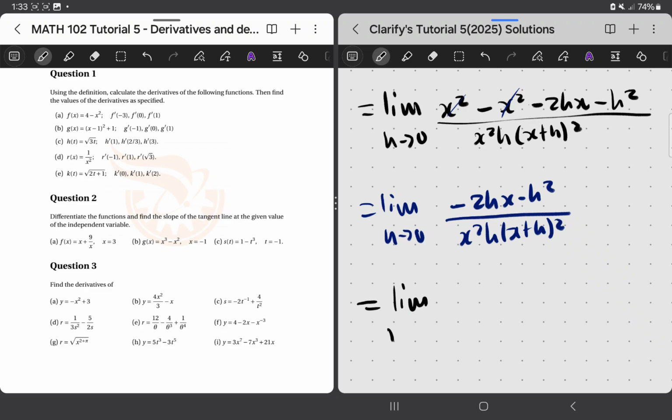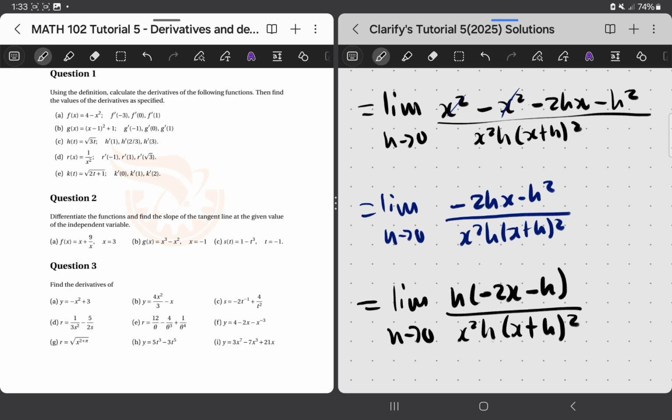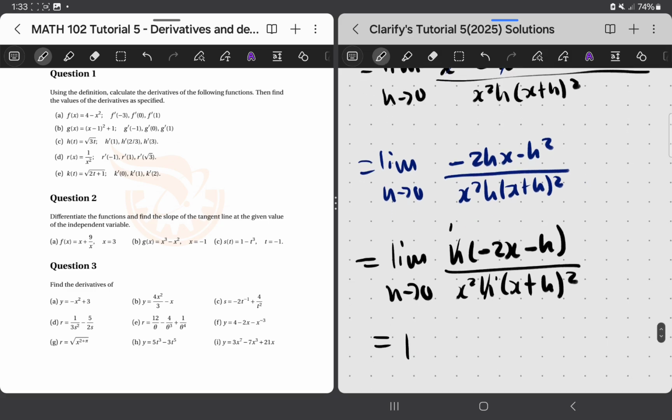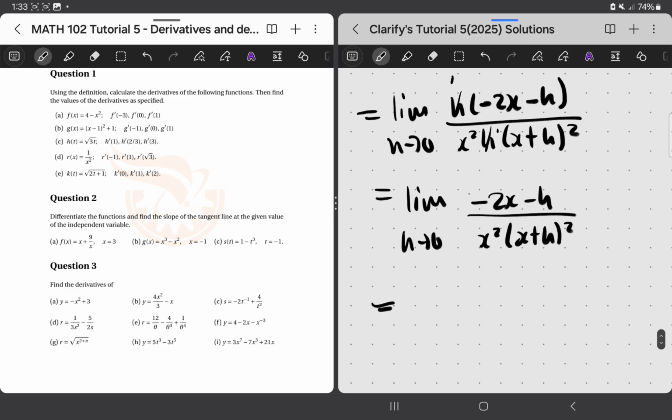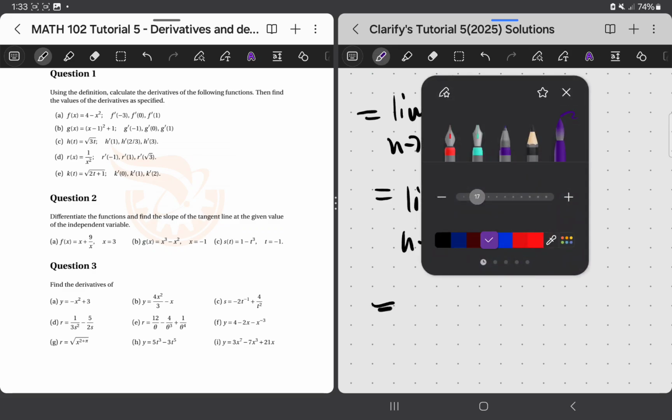So it becomes the limit as h goes to 0. We factor out h from the top. It becomes h times negative 2x minus h, all over x squared h multiplying x plus h all squared. Then the h and the h cancel, 1 into 1. We remain with the limit as h goes to 0 of negative 2x minus h all over x squared multiplying x plus h all squared. Here we can substitute 0 because it doesn't make the denominator 0.